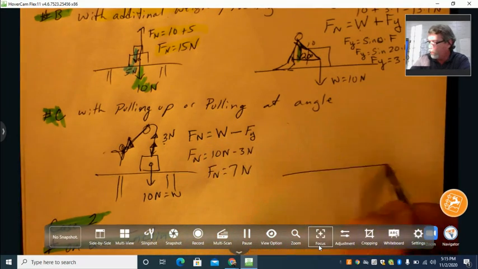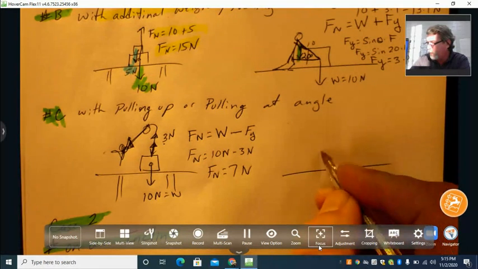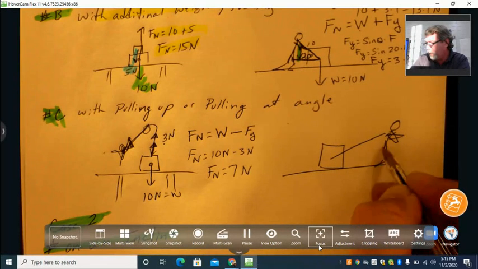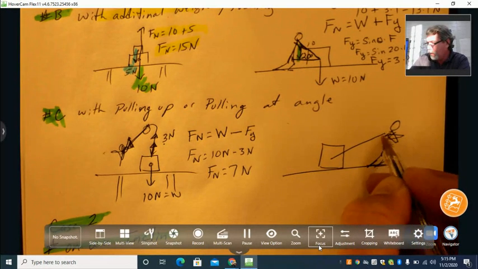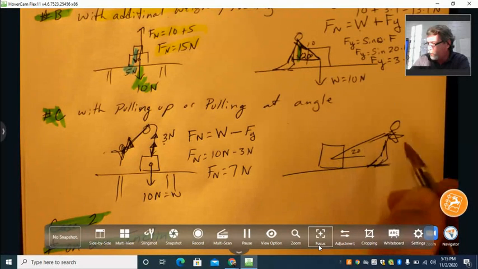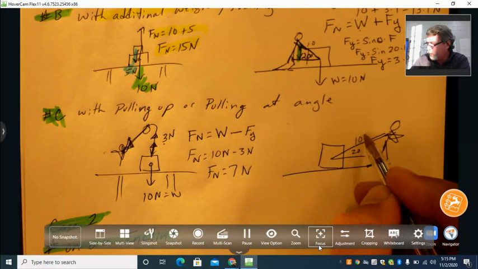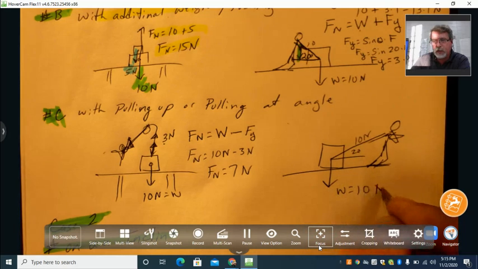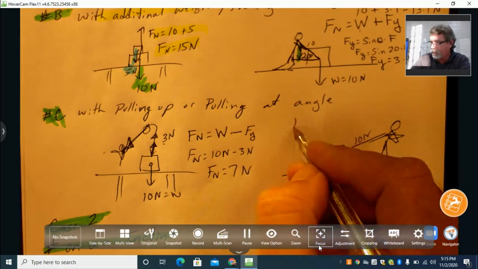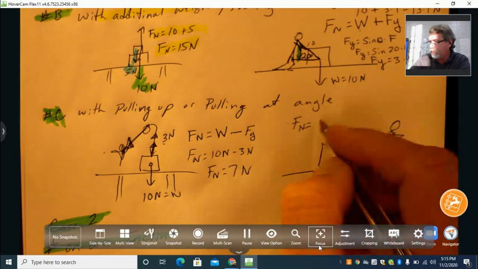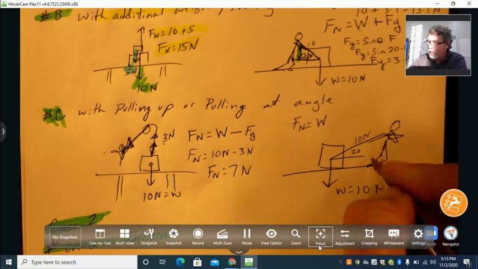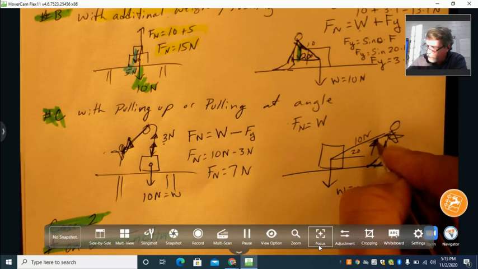All right, let's look at one where we have a box, and someone's pulling this, okay? And they're pulling this at an angle. We'll call that 20 degrees. We'll call this 10 newtons here, and the weight of the box is still 10 newtons. So again, its horizontal surface force normal equals the weight of the box, but we're pulling now. So now this F of y goes up, okay?